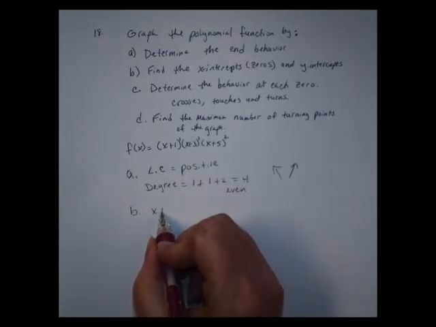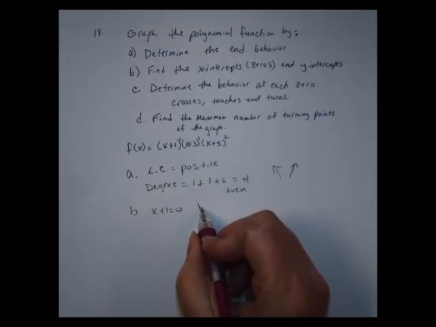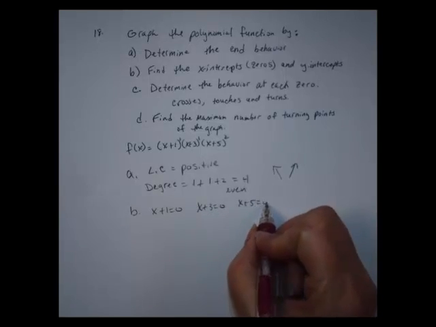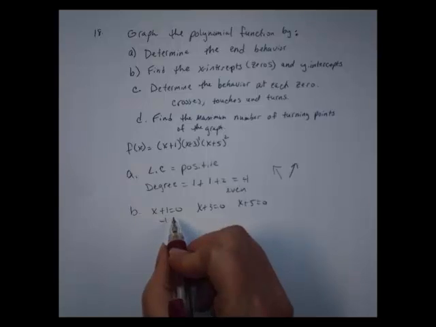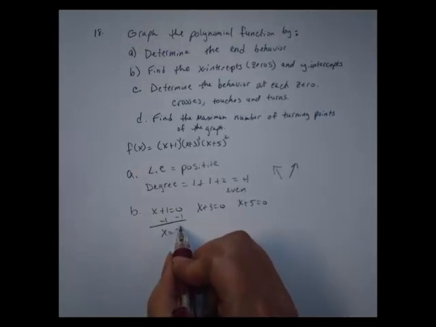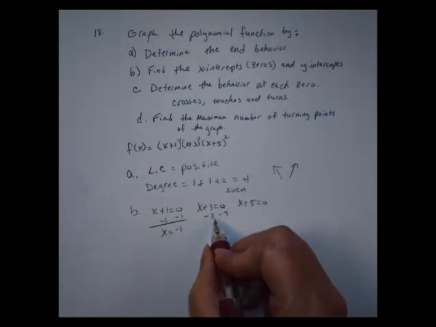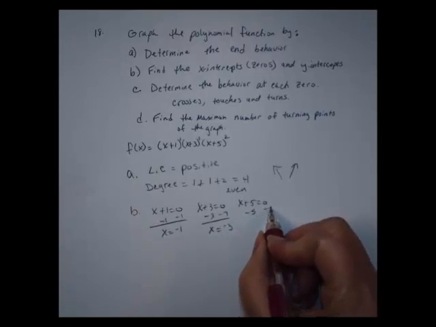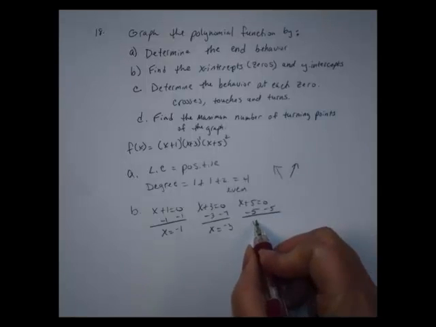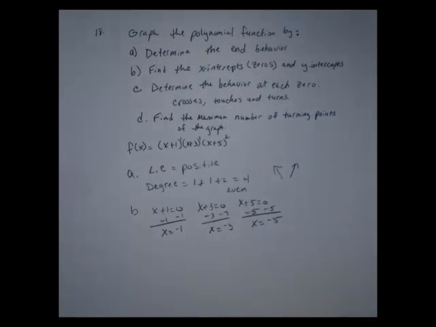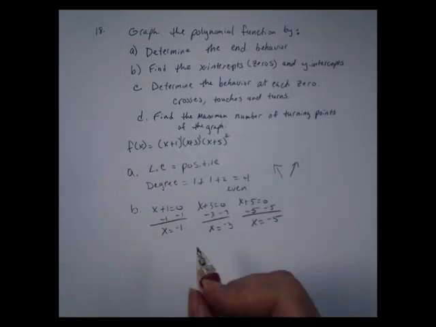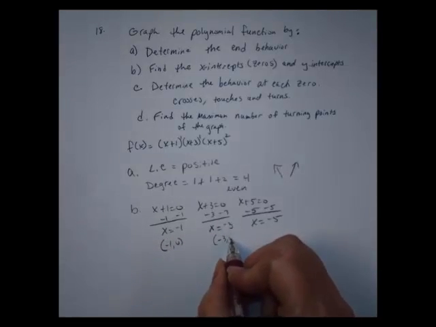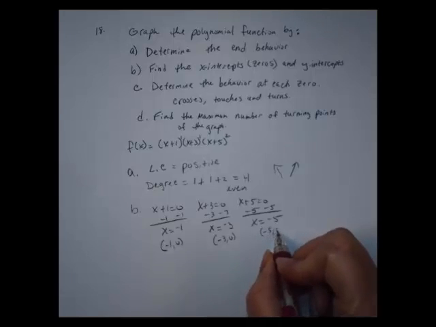So we're looking at x plus 1 is equal to 0, x plus 3 equals 0, and x plus 5 equal to 0. So we're going to solve each of these. So we'll get x equal to negative 1, x equal to negative 3, and by subtracting 5 from both sides, we get x equal to negative 5.